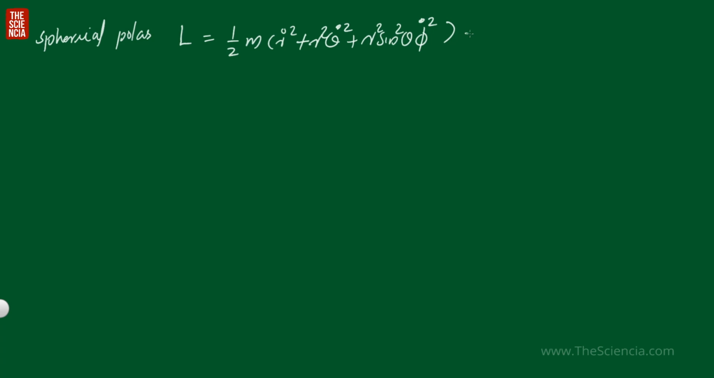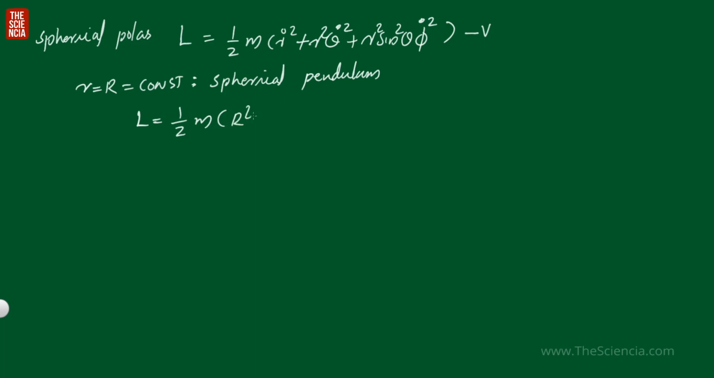So in general, for spherical polar coordinate, the general expression for Lagrangian is half m r dot square plus r square theta dot square plus r square sine square theta phi dot square minus v. And in this equation, if r equal to r and it is a constant value, then we will get spherical pendulum. That is L equal to 1 by 2 m, and here this r dot term is 0, therefore r square theta dot square plus r square sine square theta phi dot square plus mg r cos theta. This is for spherical pendulum.